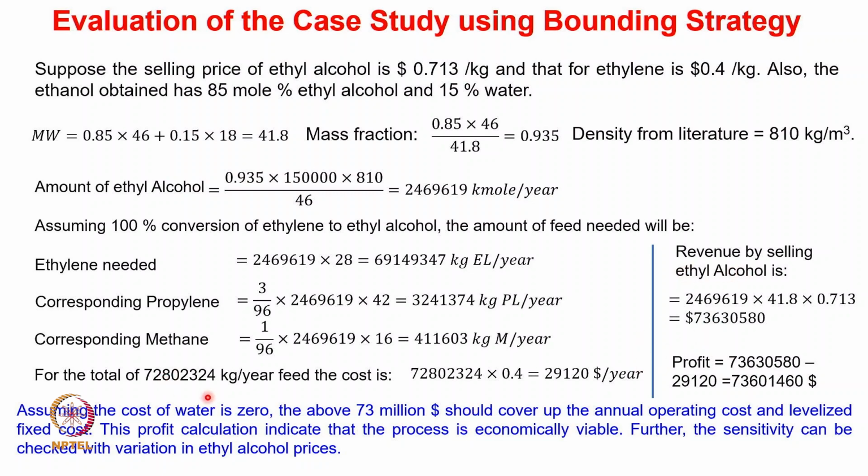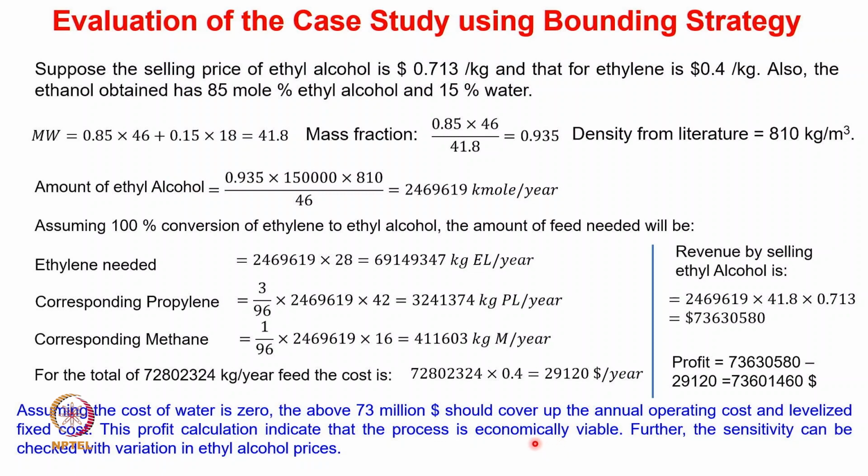We can subtract the cost of this raw material, which is nothing but 29,120. So after subtracting, we get almost 73 million dollars as a profit. So clearly this profit has to cover the annual operating cost as well as the levelized fixed cost. This profit calculation indicates that the process is economically viable.